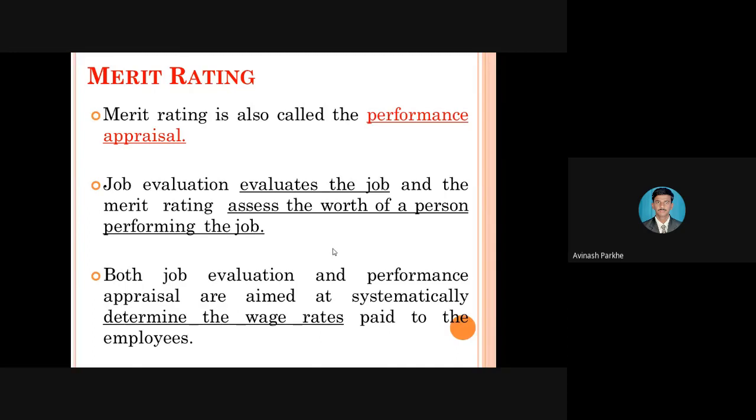Whenever the college has to check our performance, one performance appraisal form is given to us, and in that we fill in all the information: how many lectures we have taken, how many practicals, our extracurricular activities, how many publications we have done, how many patents we have filed. Based on that, our incremental or incentive will be given to us. That system is also available in industry. Therefore, merit rating is also called performance appraisal, where the evaluation of the person who is performing that particular job takes place.